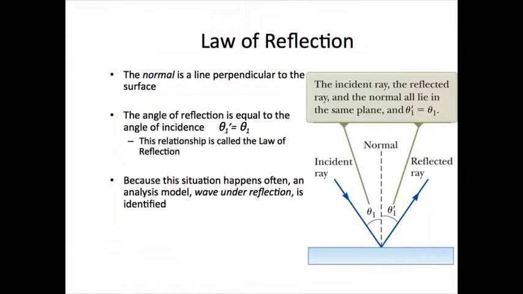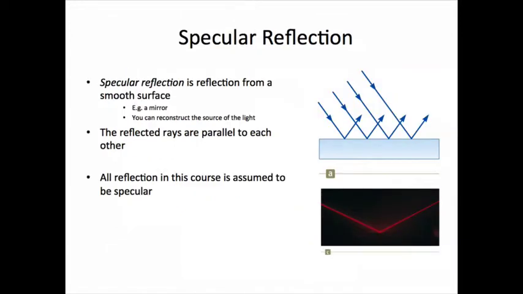So the angles of incidence, reflection, and refraction are always taken from the ray to the normal. Now, there are two types of reflection. One is the one we normally think of as reflection. It's called specular or regular reflection. A specular reflection is what you get from a smooth mirrored surface.